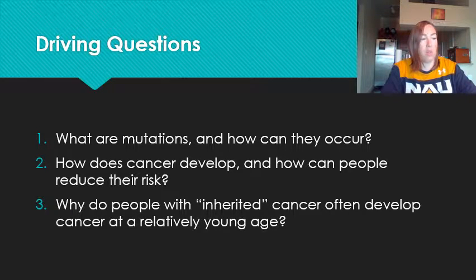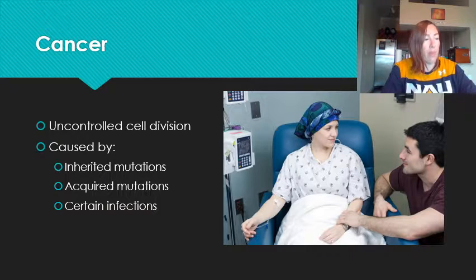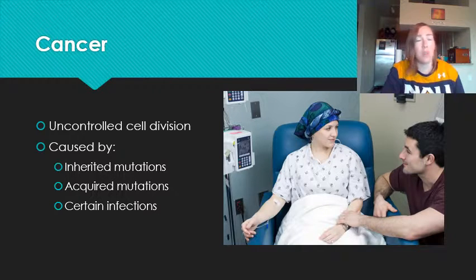In this chapter, we're learning more about mutations and some of the ways that they occur. We're going to look at how cancer develops and why, unfortunately, childhood cancers exist and how they develop. So let's start with this. What exactly is cancer? Cancer is defined very simply as uncontrolled cell division. That's just what it is.